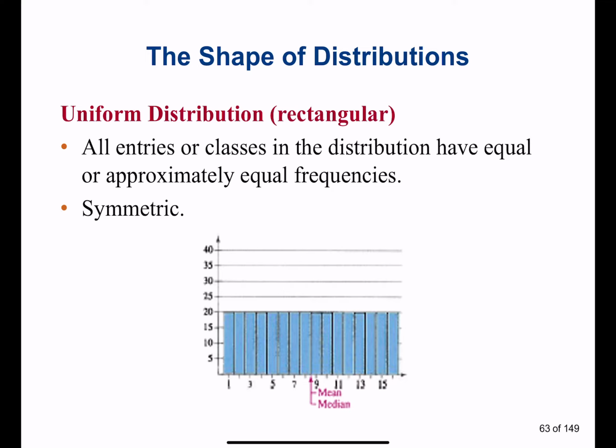Next. Uniform distribution is rectangular, because that means all of them have the same value, which is going to be 20. So it is also going to be symmetric. All right, and because there is no mode here, all of them are 20, the average is going to be the median and mode, and they overlap each other again.